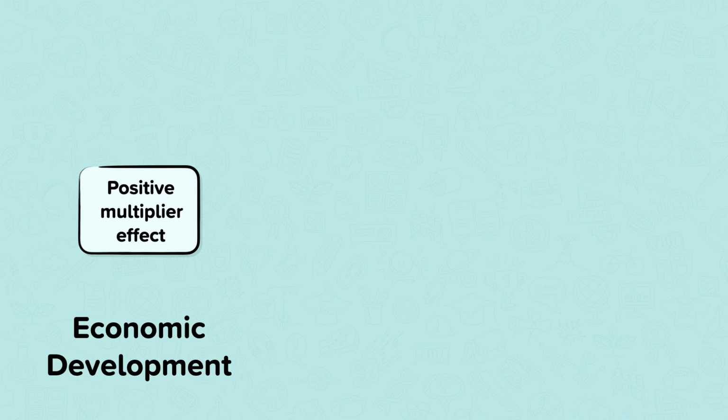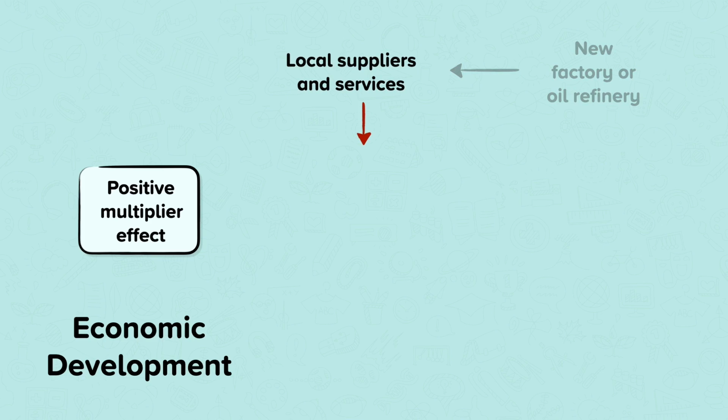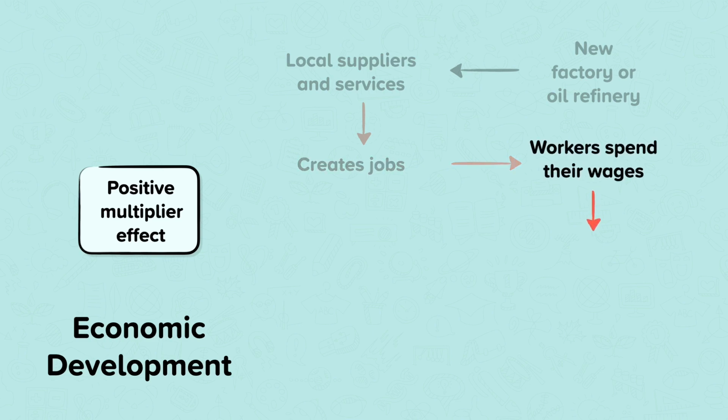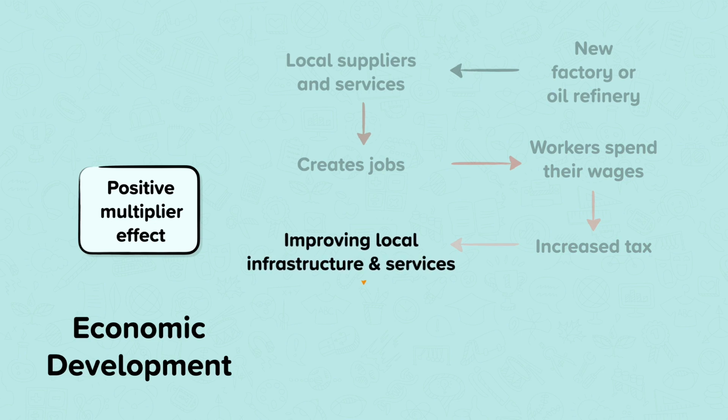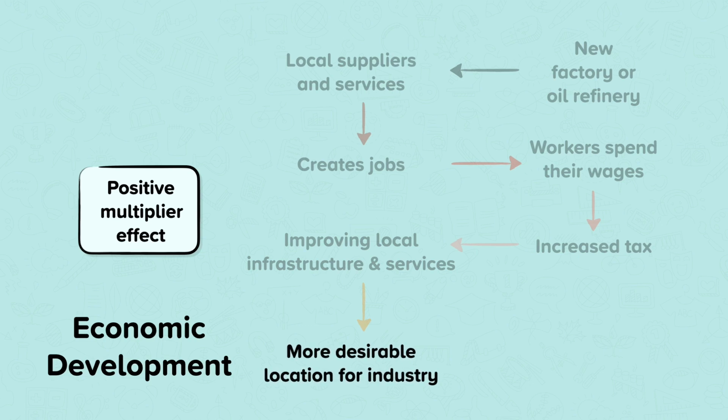Initially, a new factory or oil refinery is built. This means that local suppliers or services are used to support the new industry. This creates jobs, giving regular paid work. Workers will then spend their wages in the local area, which gives increased tax revenue to the government from those wages and new businesses. This tax can then be spent on improving local infrastructure and services. These improvements mean the area becomes a more desirable location for other industries, which then leads back to the beginning, and the process continues.